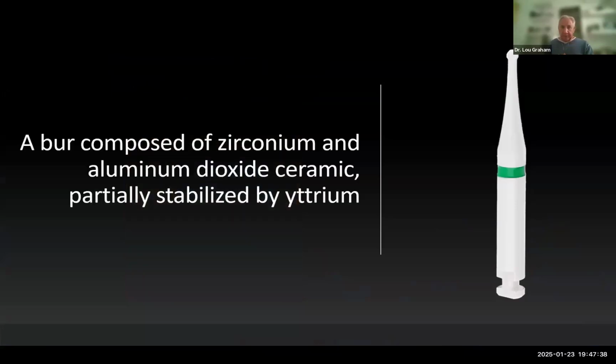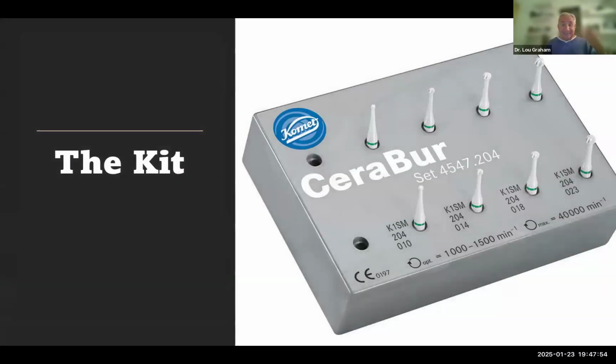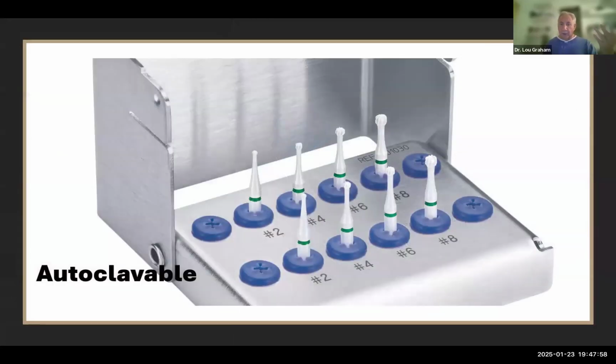The burr is zirconia, aluminum dioxide, and stabilized by yttrium. It is a multi-use burr. You just autoclave it, and they last ages and ages. They come in 8 sizes. This is the kit, and this is the autoclavable kit that we can use.